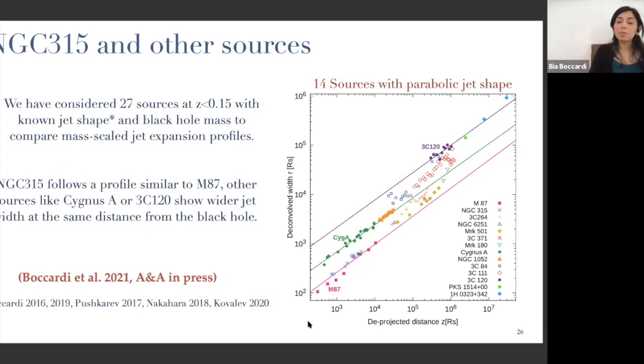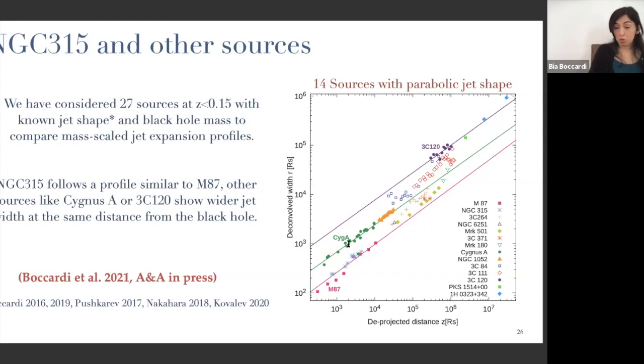So in this plot, I'm showing again the jet width as a function of distance from the black hole, this time for different sources. And these sources here are the 14 sources in the sample which show a parabolic shape at their base. And NGC 315 is these blue points here, which, as you see, overlaps very, very well with the profile of M87, which is the magenta points.